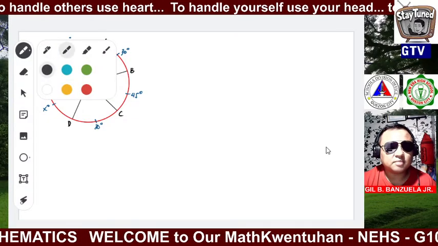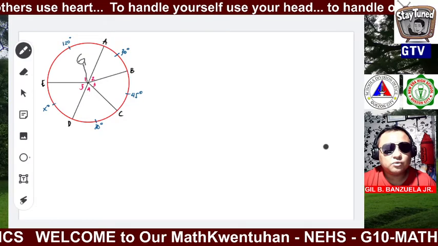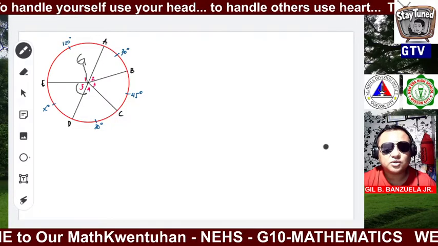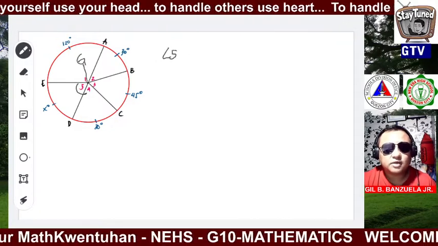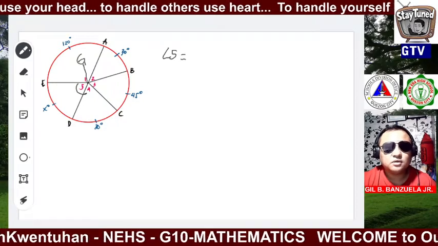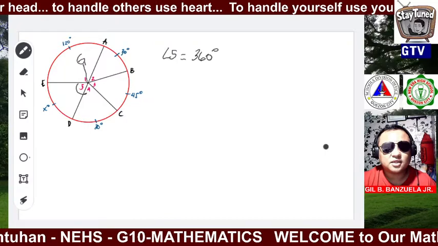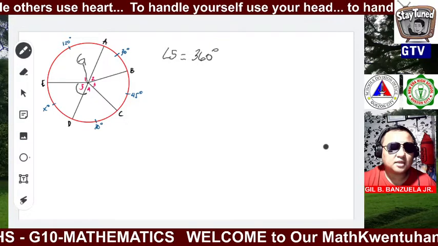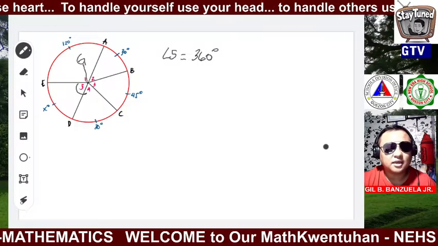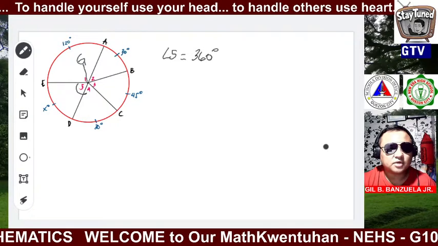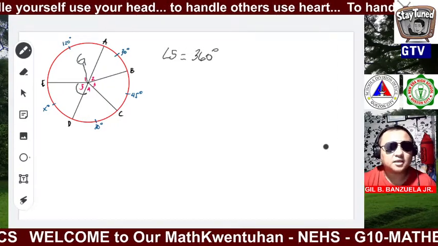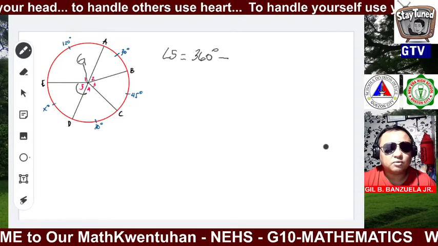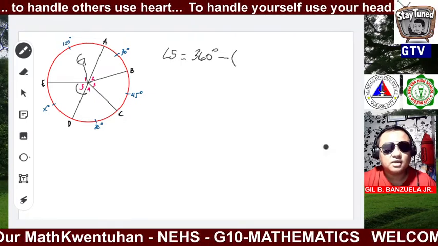So let me get a pen. Alright. So the first thing that we're going to do guys is to solve for the measure of angle 5. Okay? So yun yung una natin gagawin. Alright, so angle 5 is equal to 360 degrees. So that is the sum of the entire interior angles natin sa circle, no? I mean, the central angle ng ating circle is always equal to 360, no? So yun yung pinag-usapan natin kanina. Then, isusubtract natin yung sum ng angle 1, 2, 3, and 4. So yun yung magiging first move natin dyan.